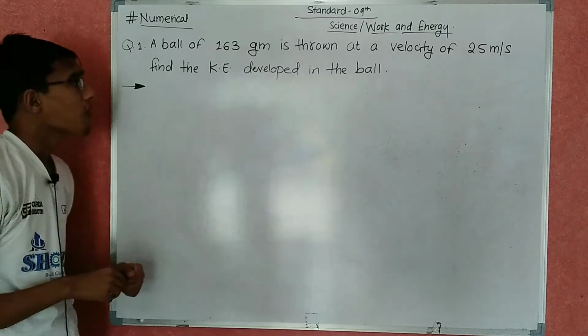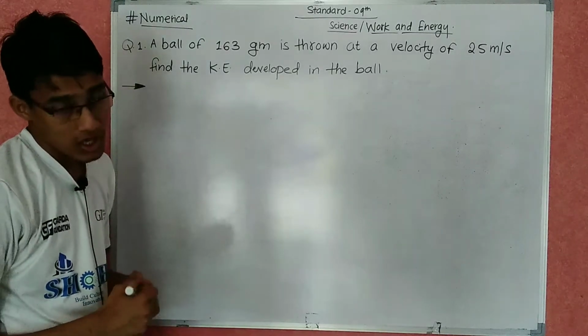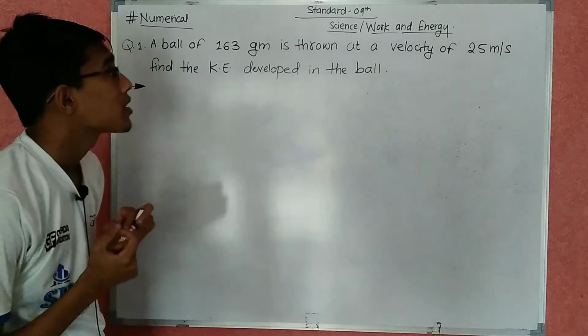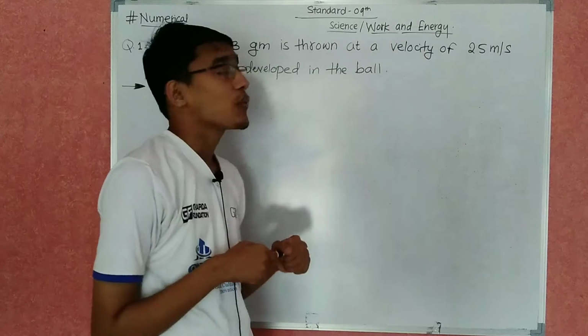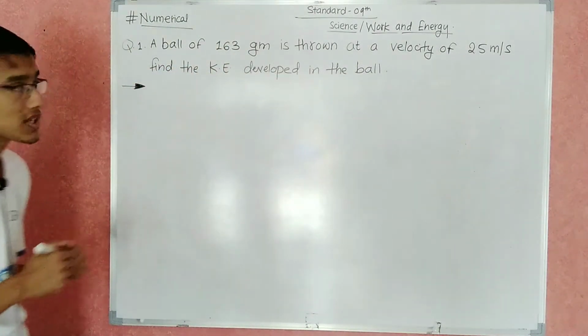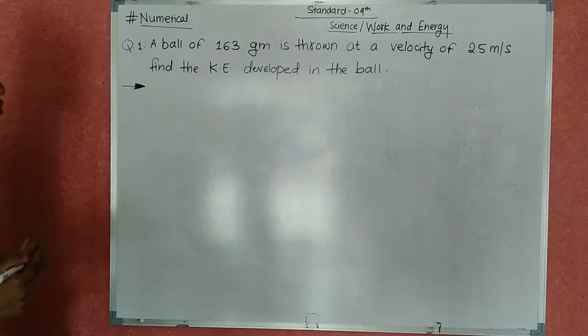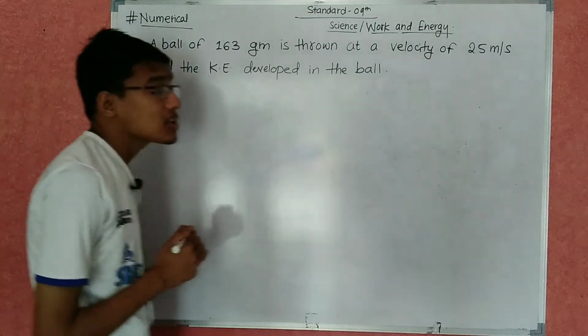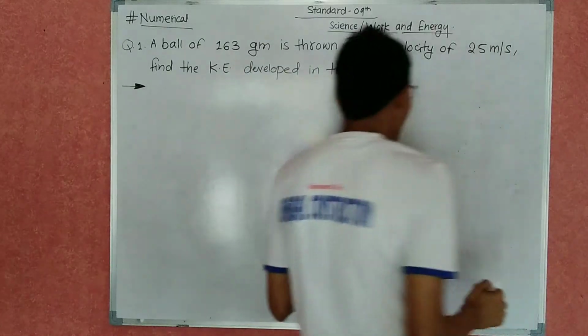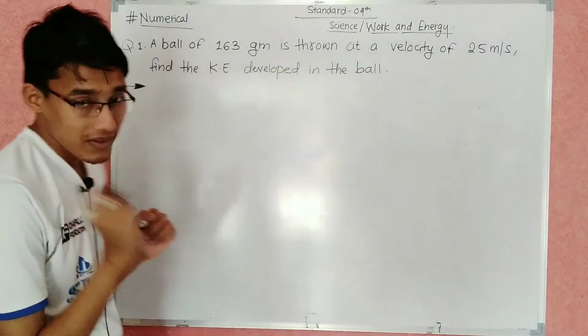A ball of 163 gram, so the ball is there, the mass of the ball is 163 gram, is thrown at a velocity of 25 meter per second. So velocity is also given, 25 meter per second. What we have to do, we have to find the kinetic energy developed in the ball. What we have to find, we have to find the KE, that is kinetic energy developed in the ball.